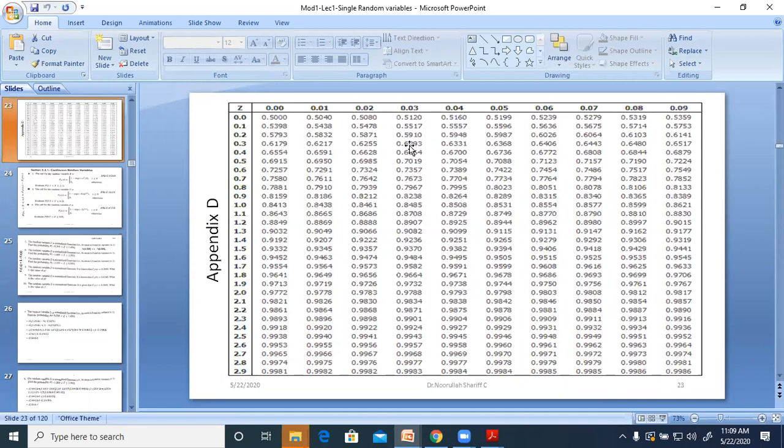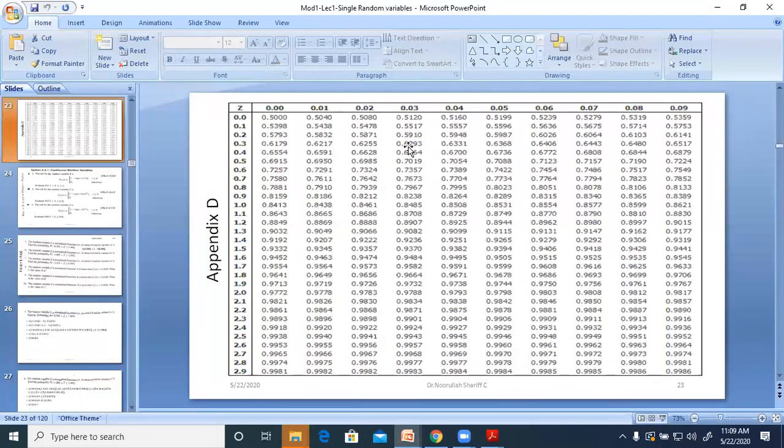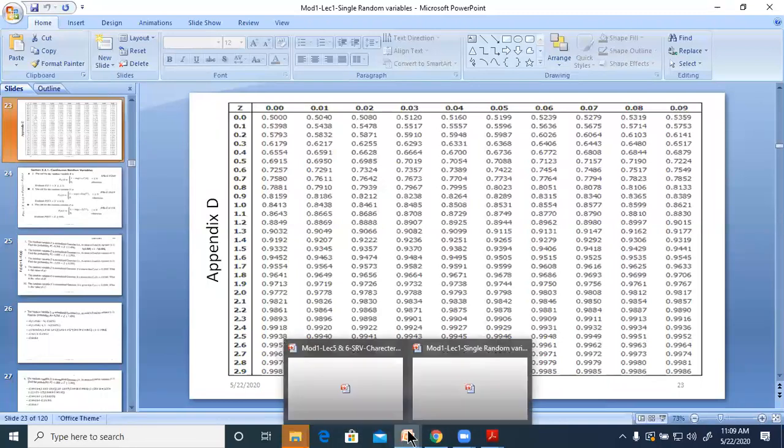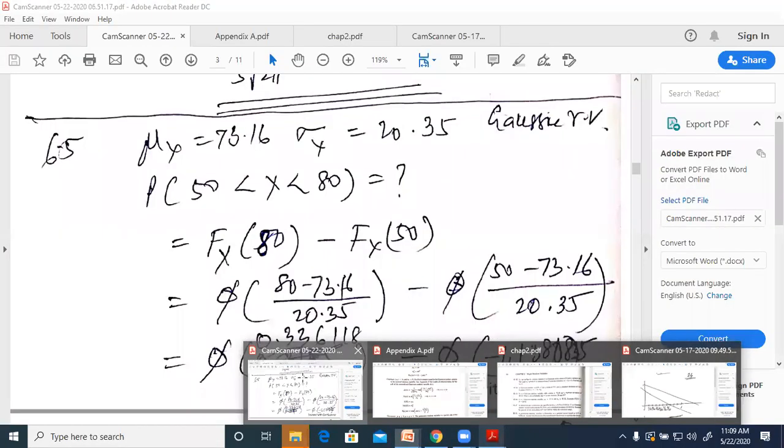0.33 is here, right? So it should be 33. After that, it should be in between these two: 0.6293 and 0.6331, because the value is somewhere between 0.3, 0.33 and 0.34. Naturally, it should definitely be more than this value of 0.6293. So you can just try to find out from there the value.